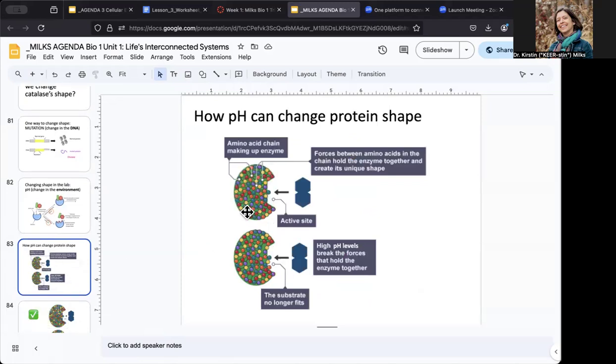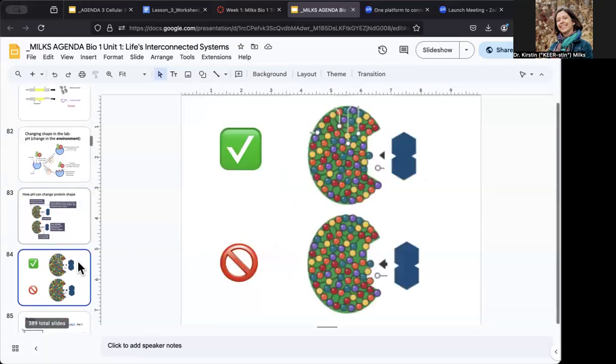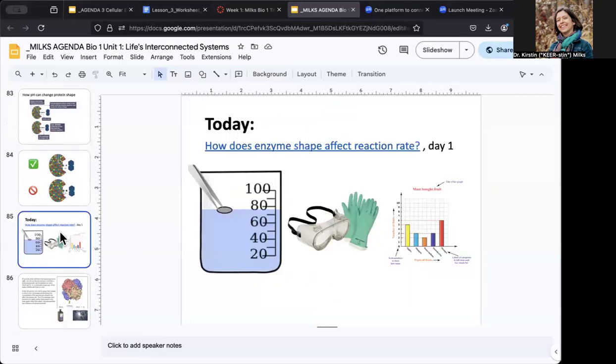Here's another example. Here's the amino acid chain that makes up the enzyme. All the little pieces are in the right spot, and here's the active site. This shape can bind exactly there. If you change pH, it breaks the forces that hold the enzyme together and the substrate no longer fits, right? So if the enzyme is like the one up at the top, it's going to be able to do its job. If it's like the one at the bottom, it won't be able to bind the toothpicks, the substrate, right? It won't be able to do that, and it will not be able to catalyze the reaction.